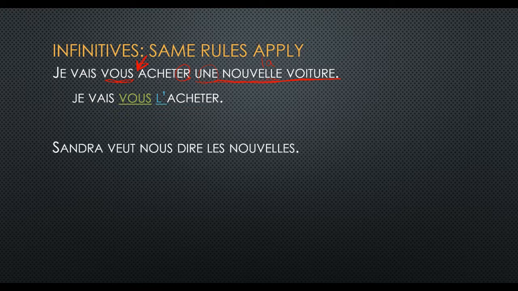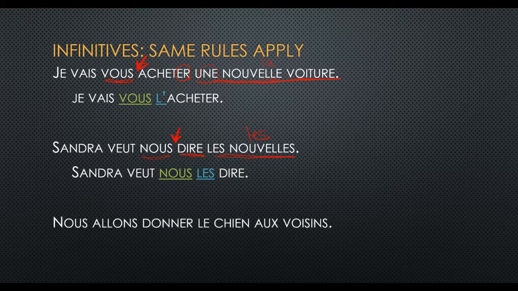Now, Sandra veut nous dire les nouvelles. Sandra wants to tell us the news. So as you can see here, this is actually our infinitive. That's the verb to tell that we are learning in this lesson, all right? The nous, that one's already done for us, okay? So now we're just worried about this les nouvelles. She wants to tell us the news, so that is going to be our direct object. It is going to be replaced with les, and we're going to put it after the nous because of the word order. So it's got to go before the infinitive. So, Sandra veut nous les dire. Sandra wants to tell us them, as in the news.